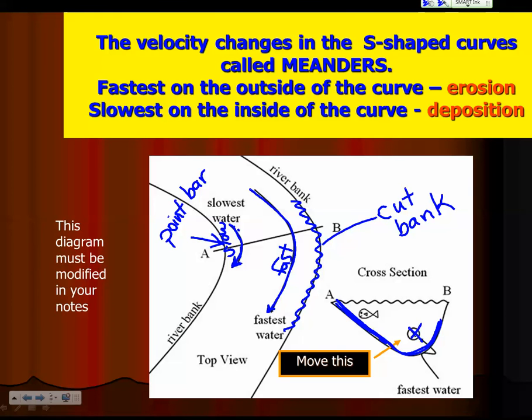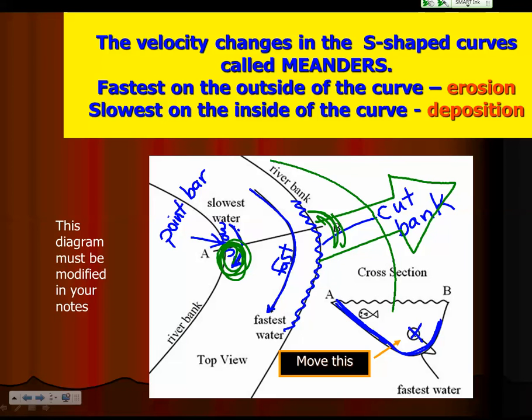And over time, this curve is going to migrate in this general direction. So this is going to build up, but this is going to erode away, and the whole curve is going to move farther to the right. Hopefully that makes sense. I know it's a lot of writing.